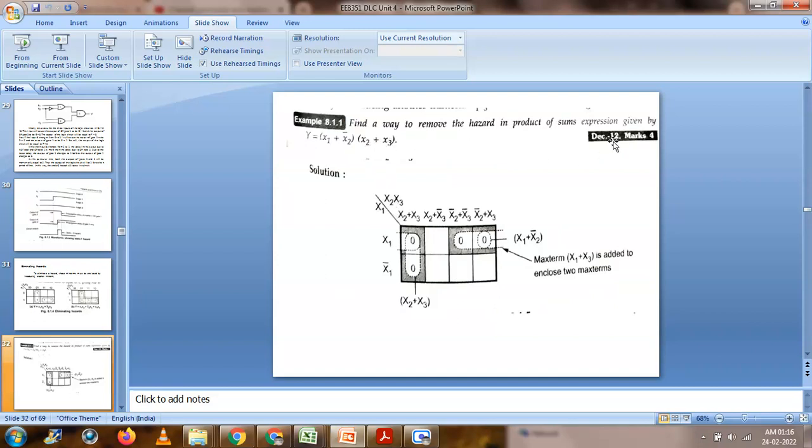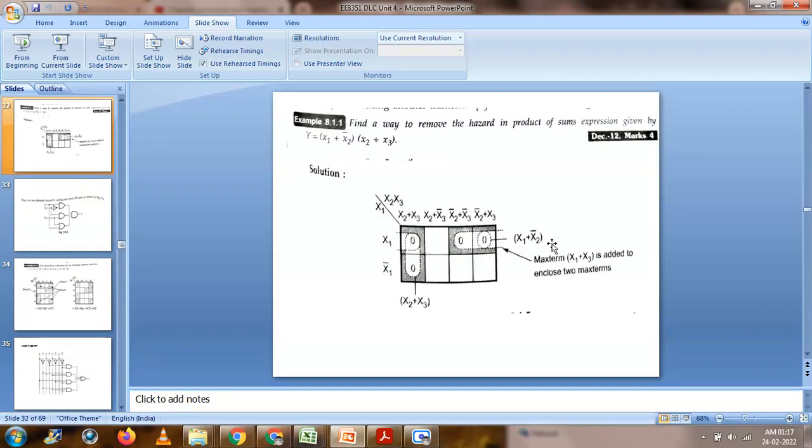For example, they gave one problem: x1 plus x2 bar, x2 plus x3. Take it for the K map. Draw the K map, because it's a three variable K map with x1, x2, x3 only. This is a three variable K map with x1 and x1 bar. Here we are using product of sums, so we put the variables as 0 instead of 1, and they also group the terms. They added an extra max term here, enclosing two maximum terms.